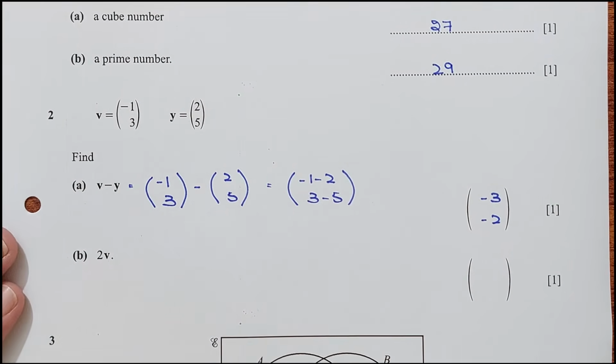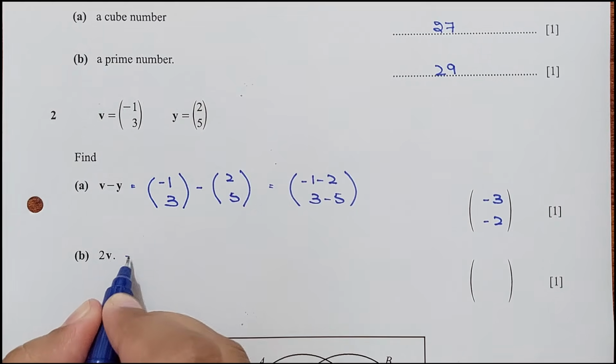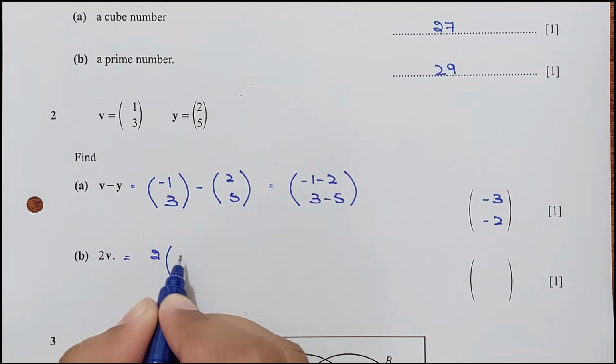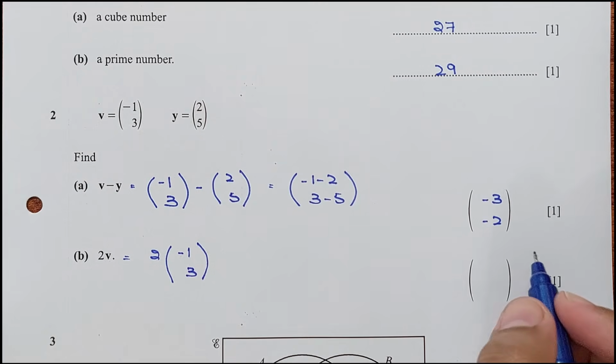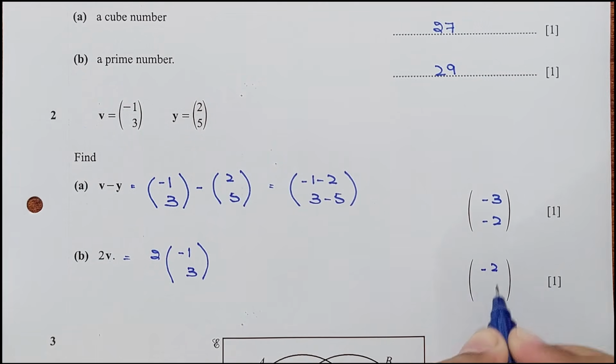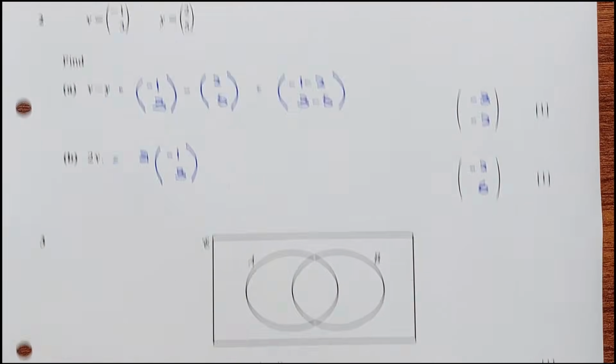Now for part B, 2 times v. So 2v is 2 times (-1, 3). 2 times -1 is -2 and 2 times 3 would be 6, right?